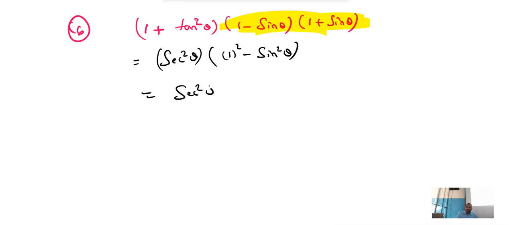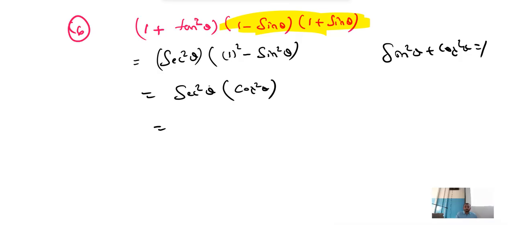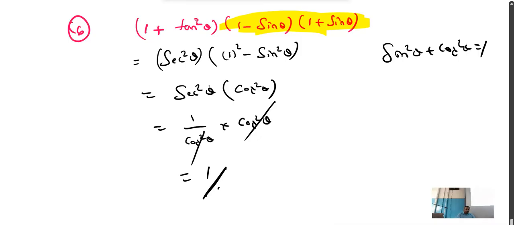Then secant square theta into (1 square minus sin square theta) is cos square theta. How? We know that sin square theta plus cos square theta is equal to 1. Now what is secant theta? 1 by cos theta. Secant square theta is 1 by cos square theta, into cos square theta. Cos square theta gets cancelled, that's the answer. That's it.